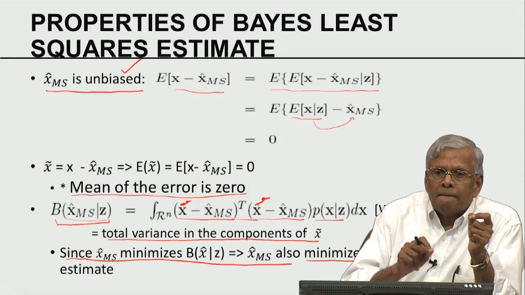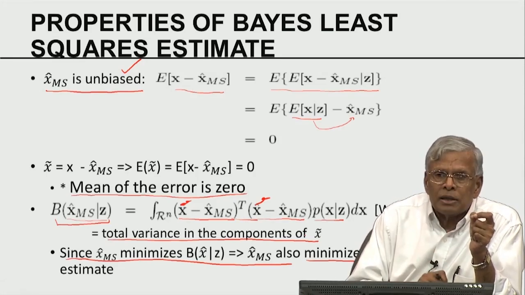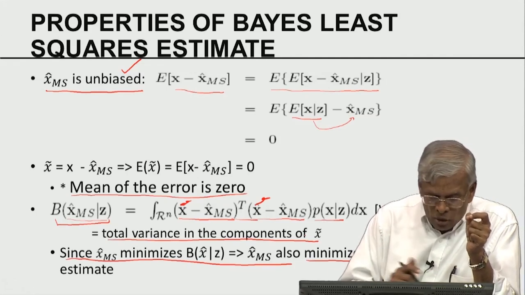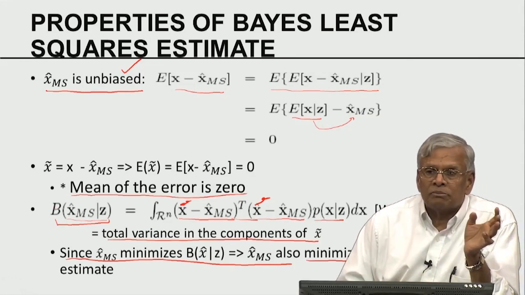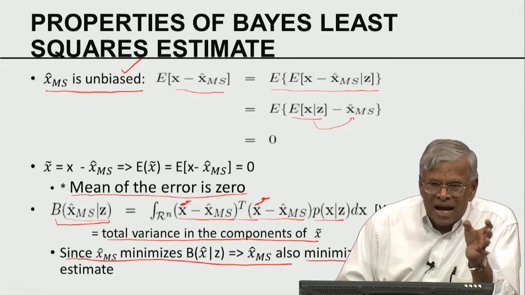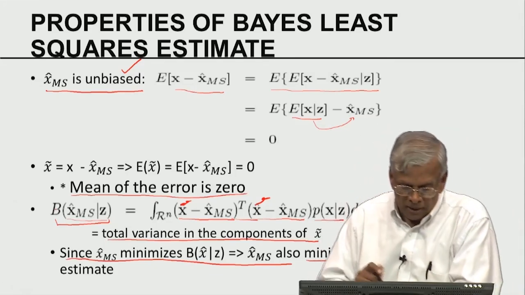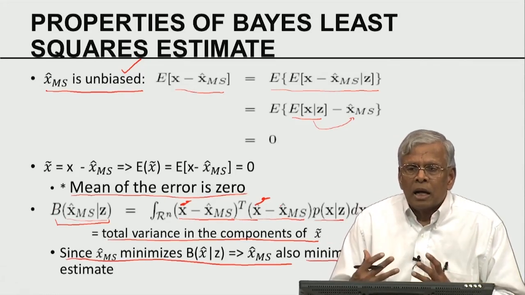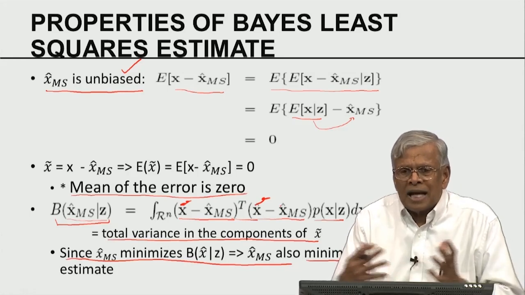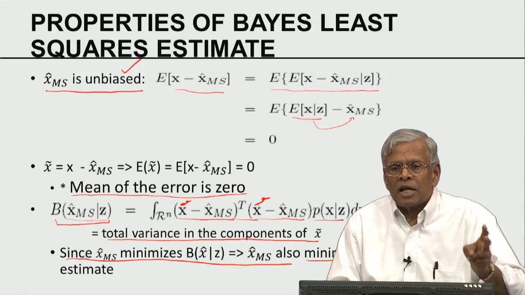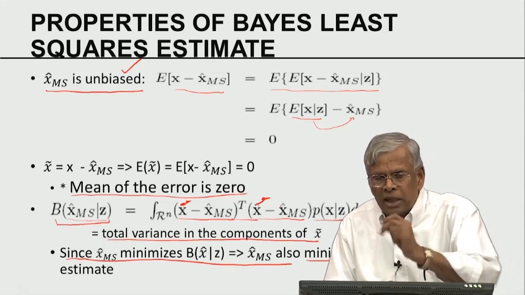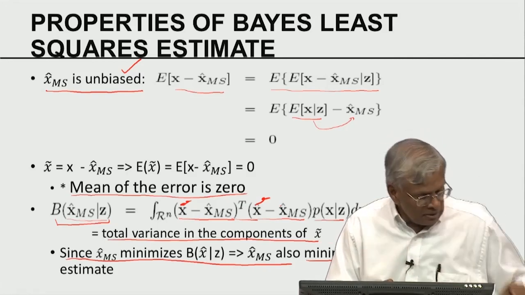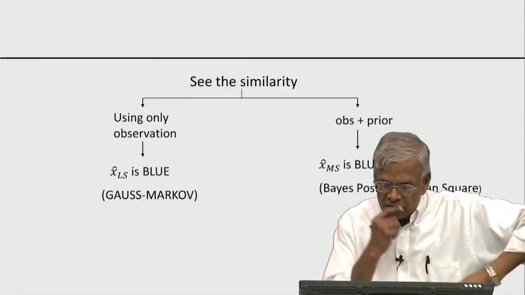By virtue of the fact that the Bayesian estimate minimizes the conditional Bayes cost function, we already know the left hand side is minimum, because x hat MS is a minimizer of the conditional Bayes cost function. The right hand side has an interpretation of variance. That's why we can associate important properties with this class of Bayesian estimation, namely the optimal estimate is equal to the posterior conditional mean. It also minimizes the total variance in the estimate.